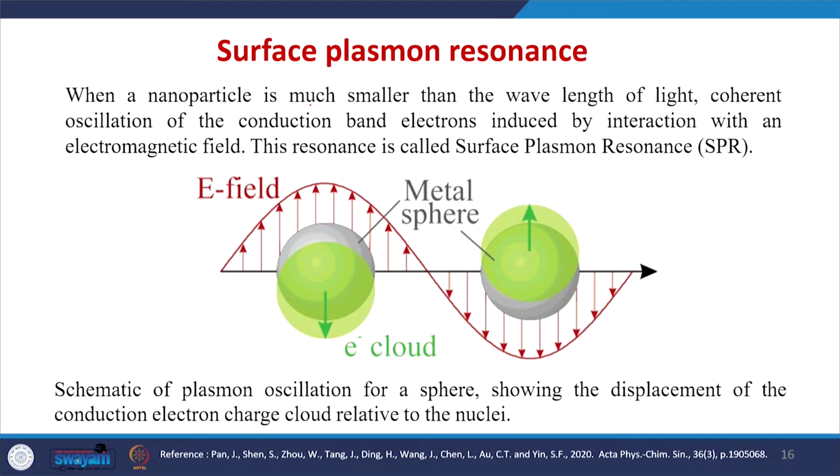When a nanoparticle is much smaller than the wavelength of light, there will be a coherent oscillation of conduction band electrons that is induced by interaction with an electromagnetic field. This resonance is called surface plasmon resonance. Let us learn about the surface plasmon resonance more in detail.